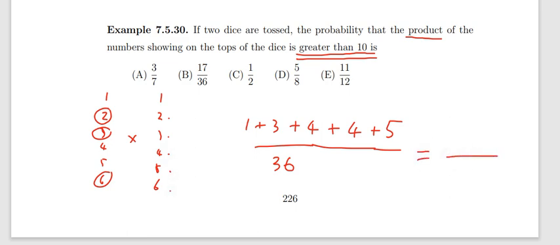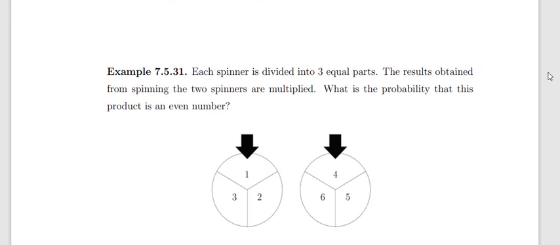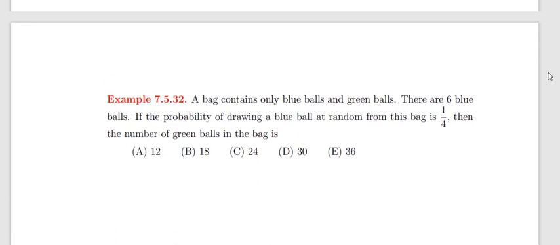So the answer should be like this. The total is 36. So here, what is this? 1 plus 3 plus 4 plus 4 plus 5, that's 17. Yeah, 17. Okay, so we leave that as a problem. That's easy.